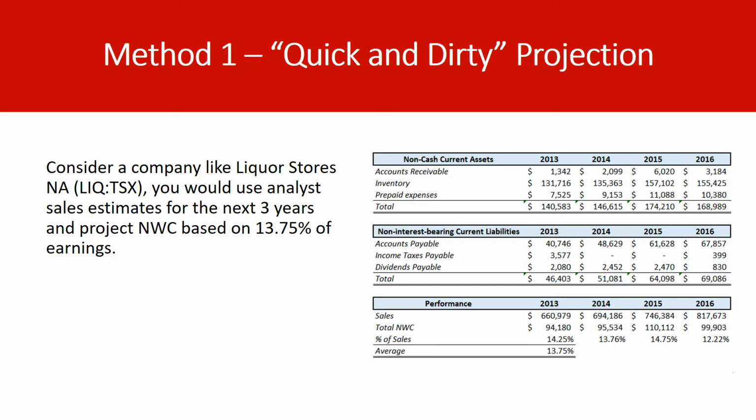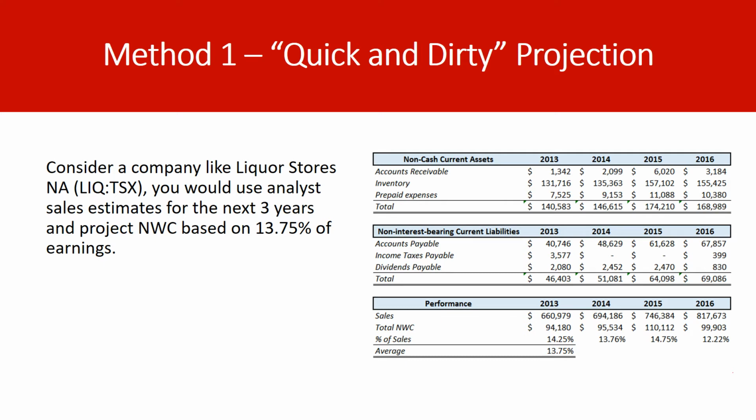Okay, so let's look at method number one, the quick and dirty projection. So consider a company like Liquor Stores NA. I publish a lot of research on Seeking Alpha. This is one of the companies that I cover, so that's why I always use them in my videos. And if you are interested in learning more about that company, please do check out my Seeking Alpha profile. It's in the video description.